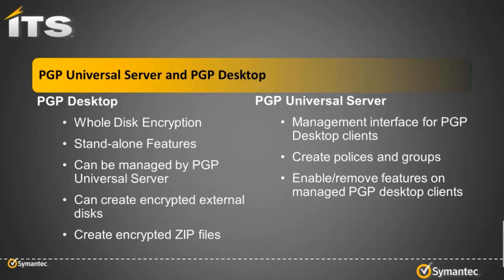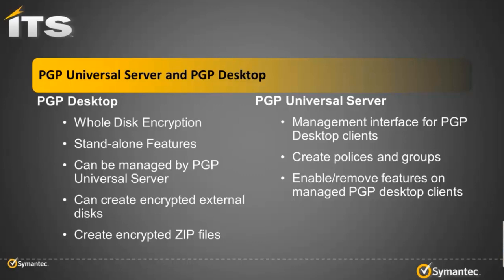There's a lot of standalone features. It can be managed by a PGP Universal Server, although that doesn't have to be the case. It can run without one. You can also create encrypted external disks with your PGP Desktop system. You can do hard drives, removable media, stuff like that. Just encrypt those and make them more secure. You can also create encrypted zip files, and we'll talk about more of that in a second. Again, it's what runs on the client side. So instead of calling it the PGP client, we call it the PGP Desktop because it's its own standalone software.